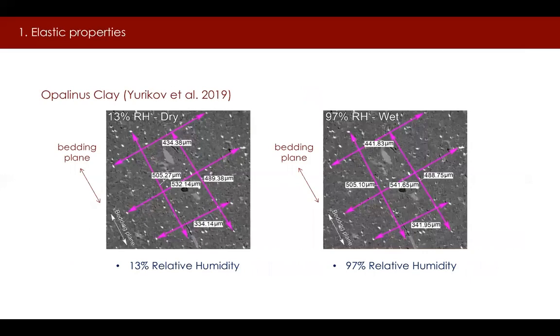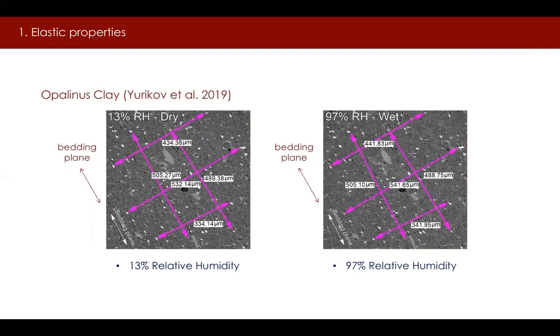This slide shows microCT images of the same area of an opalinus shale sample, at dry state on the left and at wet state on the right. These images, taken from Yurikov et al., are 2D slices of a 3D volume, cut perpendicular to the bedding plane. The direction of bedding is shown with red arrows. Pink arrows indicate the distance between pairs of the most prominent features on the scans, such as dense grains of quartz or calcite.